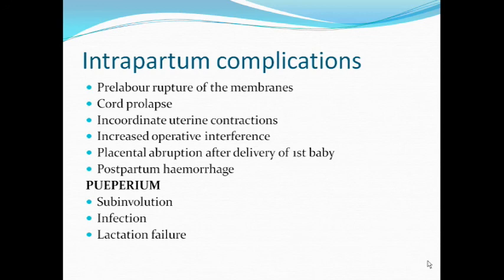Postpartum hemorrhage again, one reason is because of the big uterus, and this causes increased surface area of the uterine wall. It can also be because of the increased surface area of the placenta, because of the big placenta, and because of the increased chance of placenta previa. And because of the increased operative interference, chances of postpartum hemorrhage will be more.